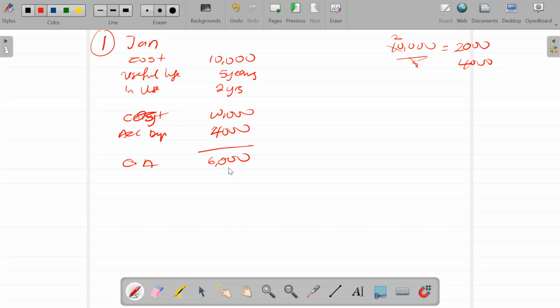Okay. Now we have classified this asset as held for sale. We have not been depreciating it, all the way to maybe 31st December.